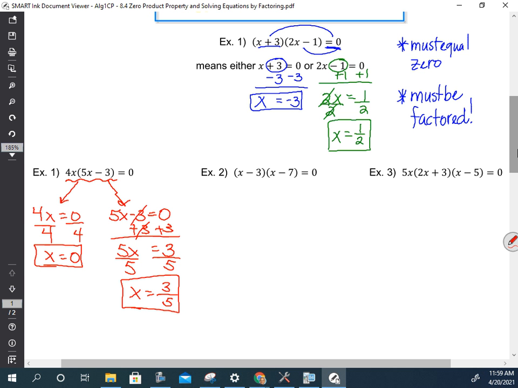Any questions, example 1? Are y'all straight?